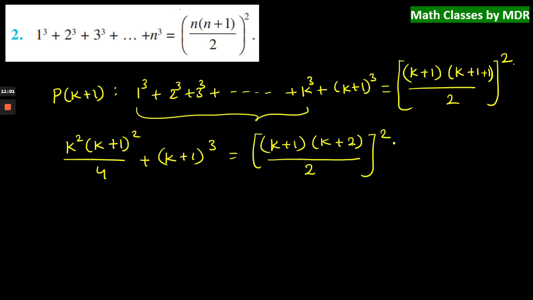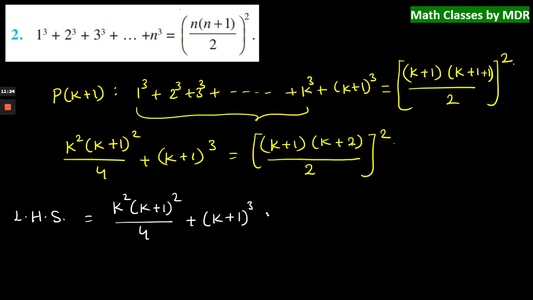So we have to prove it, right? We have to prove it. Now let us take the left hand side to prove it. What do we have on the left hand side? k square into (k plus 1) whole square by 4 plus (k plus 1) whole cube is the left hand side. Now we have to prove this is equal to the right hand side.